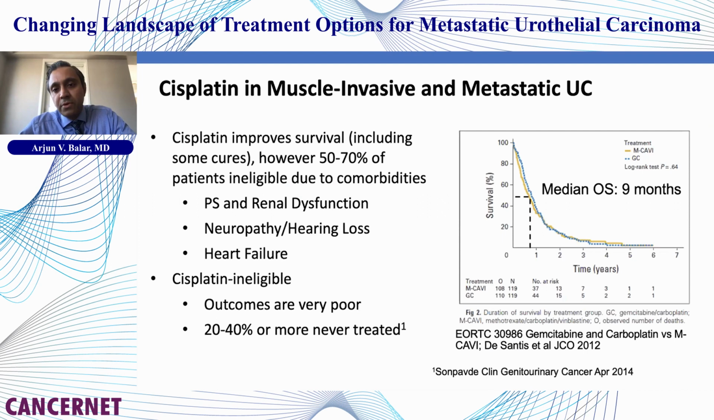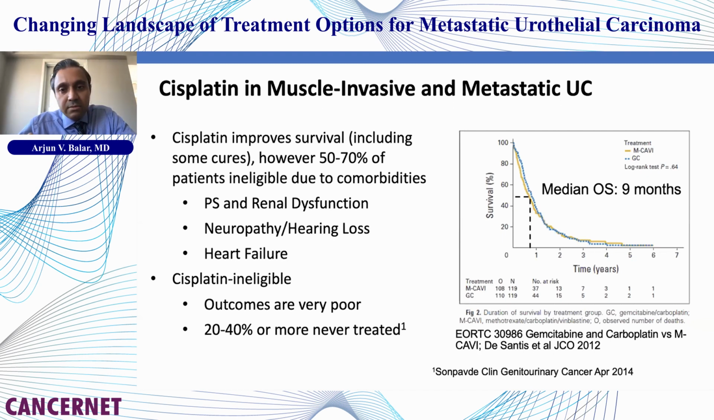So now we focused initially on second-line disease. Now let's pivot and talk about the first-line setting. There are 2 approvals, and I'll cover them quickly here. So let's go back to what I was talking about originally, which is the role of cisplatin in muscle-invasive and also metastatic urothelial cancer.